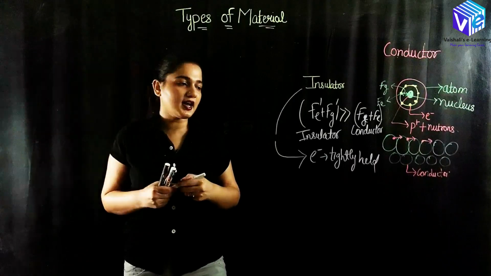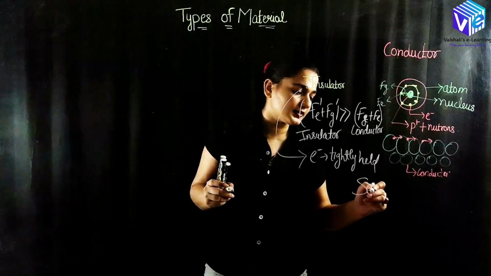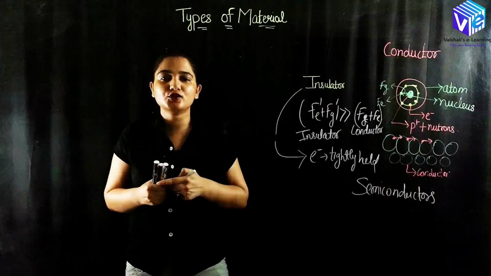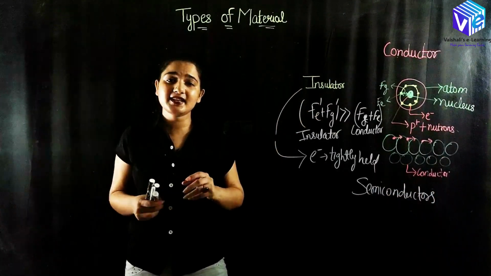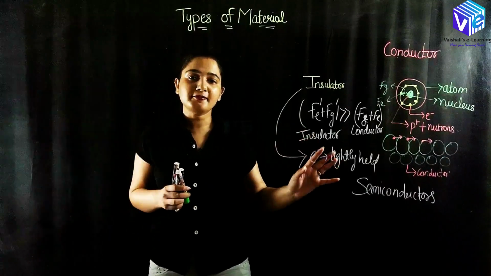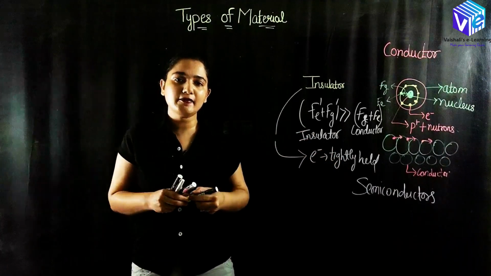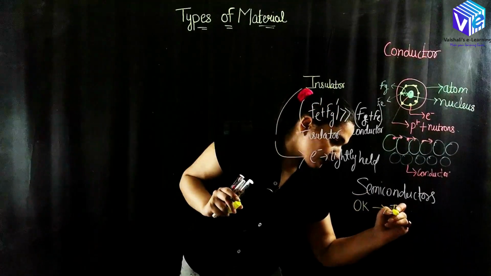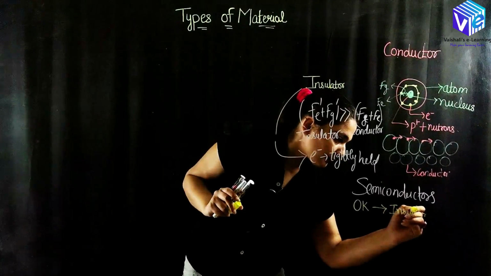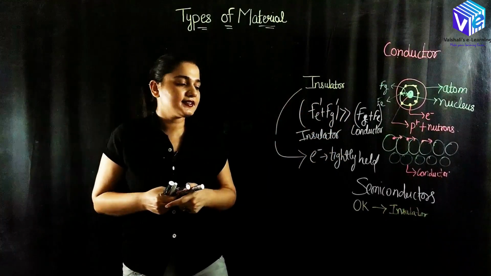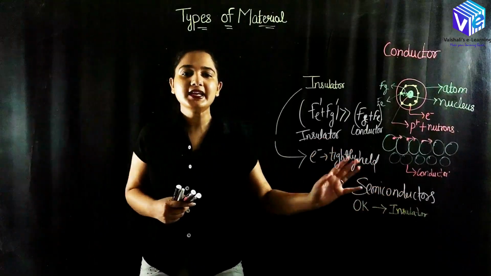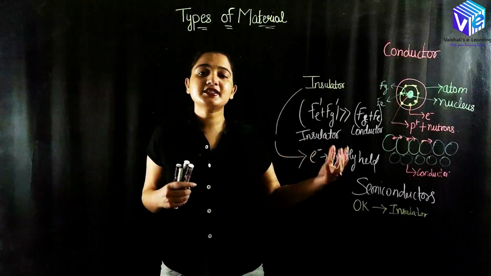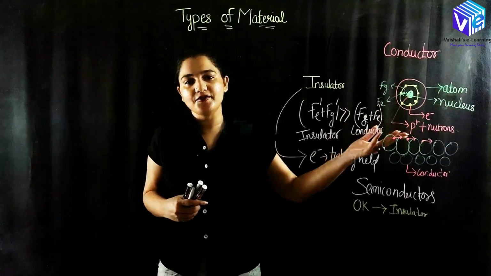Now coming to the third class of material, which is semiconductors. So what happens in the case of semiconductors? Semiconductors are actually a special type of material which at 0 Kelvin work as an insulator. At 0 Kelvin, they offer very high resistance, but if I increase the temperature, they will start exhibiting the properties of a conductor.